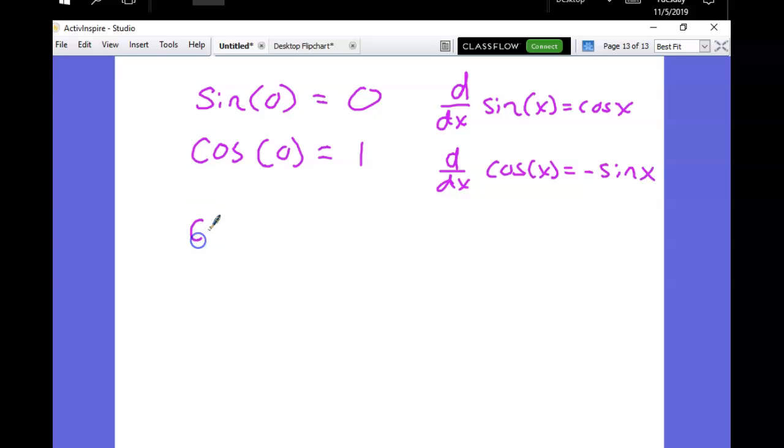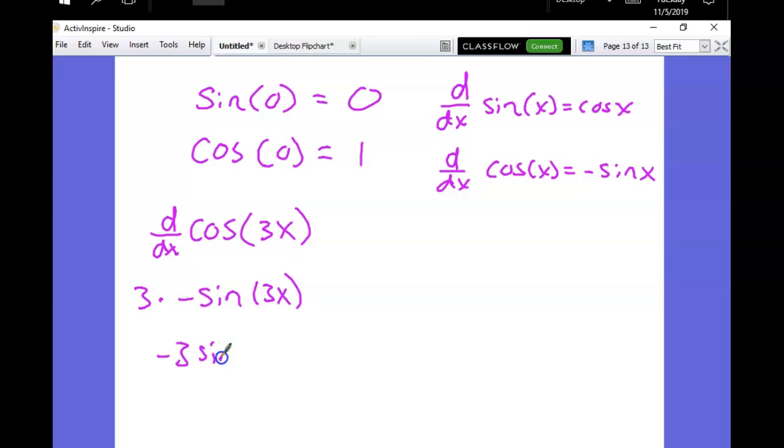I see the connections you're making, but not quite. How about this? What is the derivative of cosine of 3x? Now this is a chain rule, right? So what's the derivative of the outside? Negative sine. What's the derivative of the inside? So how would I write my final answer? Negative 3 sine. So in other words, just switch it and put the number in the front. You just got to watch out for the negative, right?